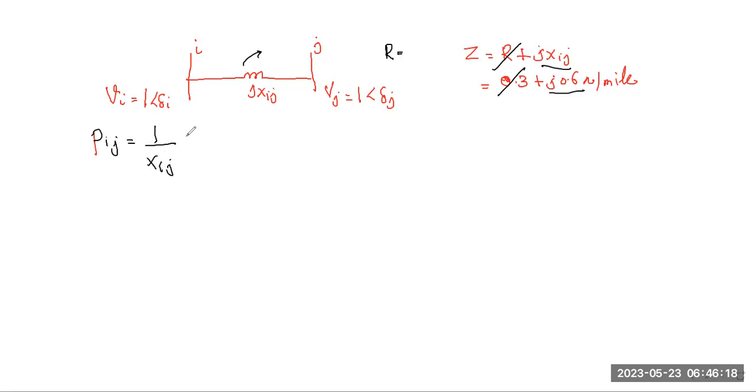Now your Pij value would be equal to 1 by Xij into V1 V2 into sine of the angular difference. So the theta here would be delta I minus delta J.